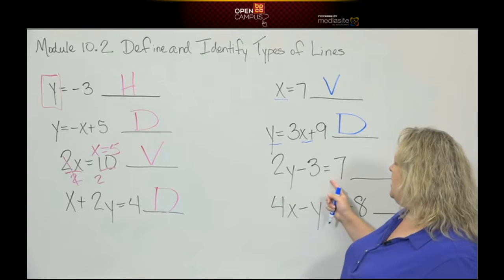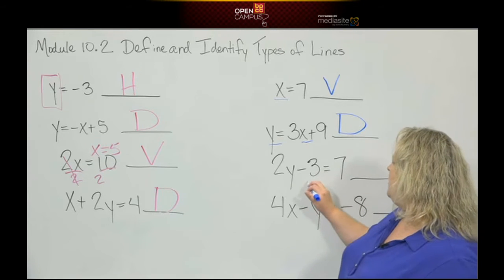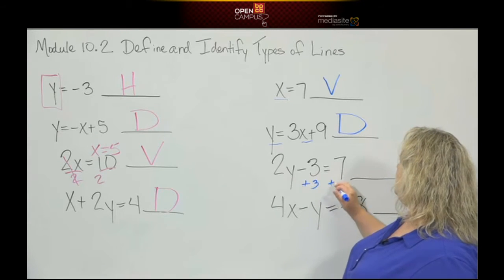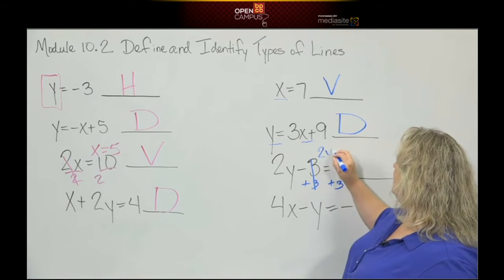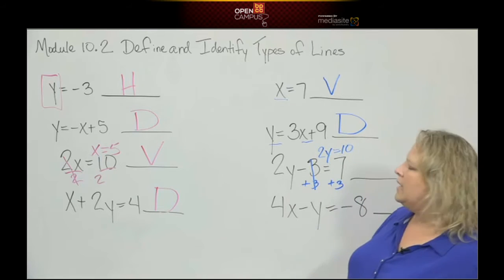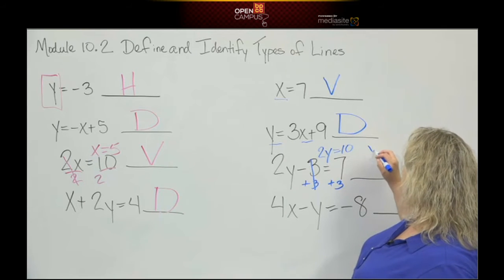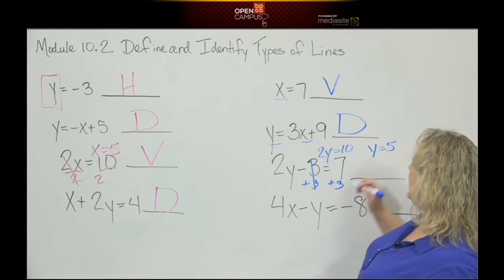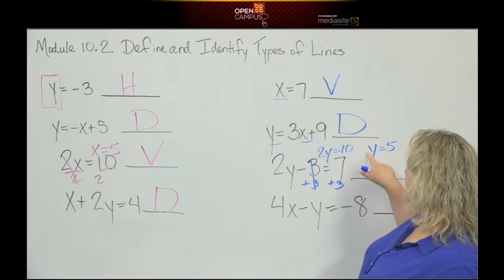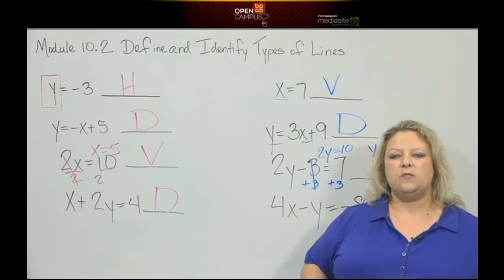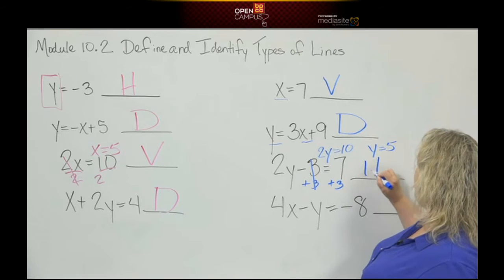Now look at this one. I have 2y minus 3 equals 7. I want to get the variable by itself, right? So I would move 3. And that gives me 2y equals 10. And then I would divide by 2. But I'm still, what am I getting? I'm only getting one letter. Never am I going to get two letters. And the one letter that I get is a Y. So when it says Y equals, what kind of line is that? It is horizontal, that's right.